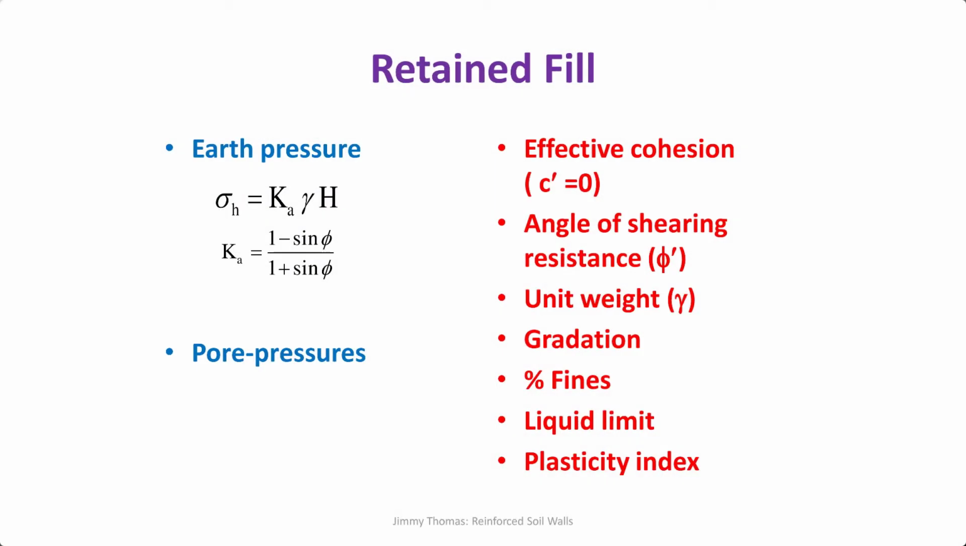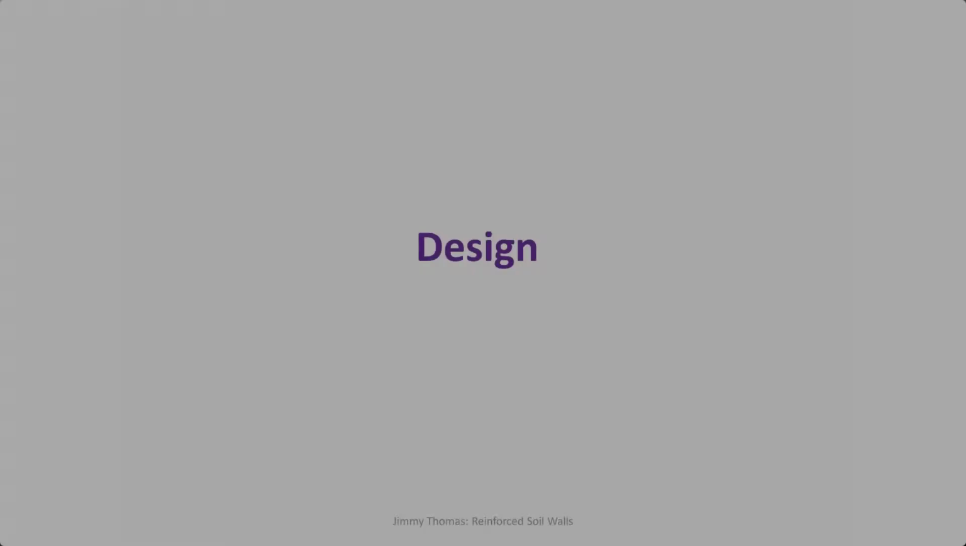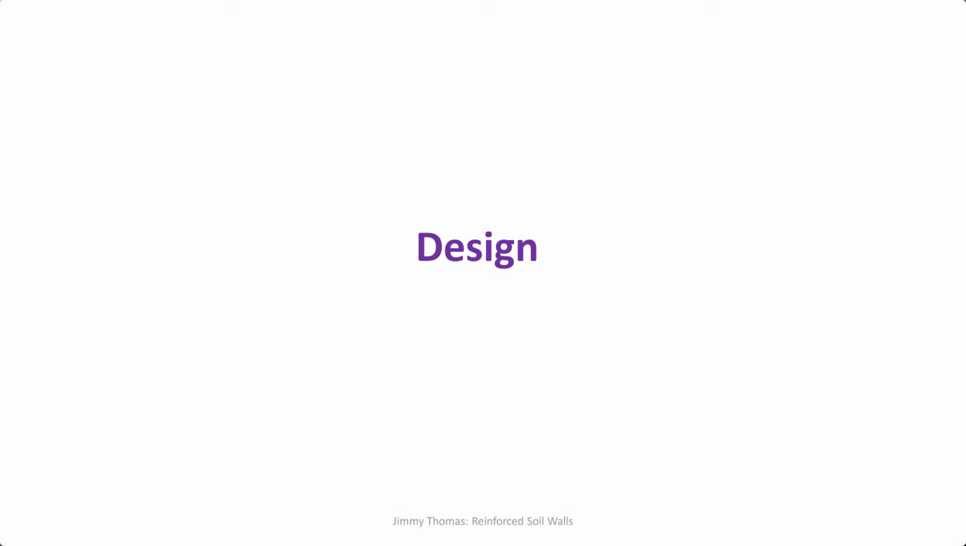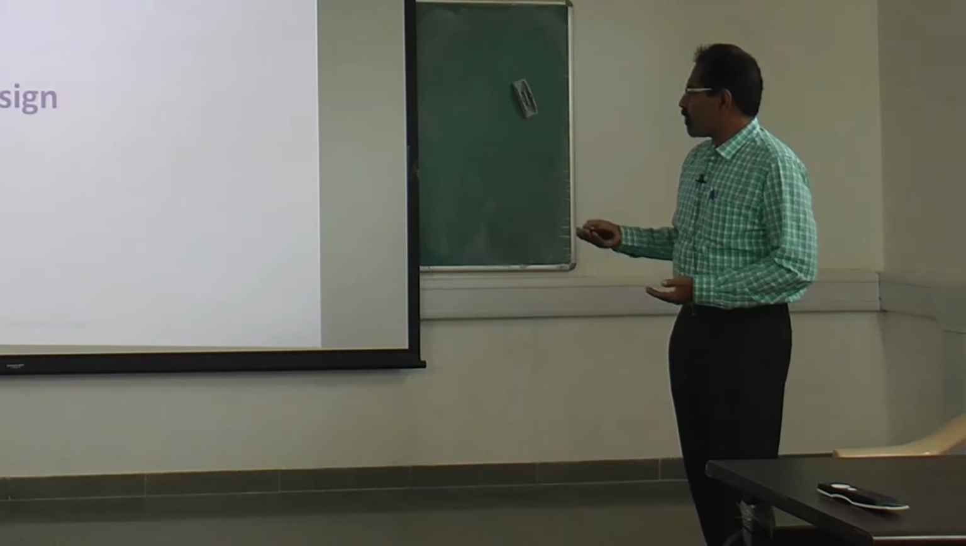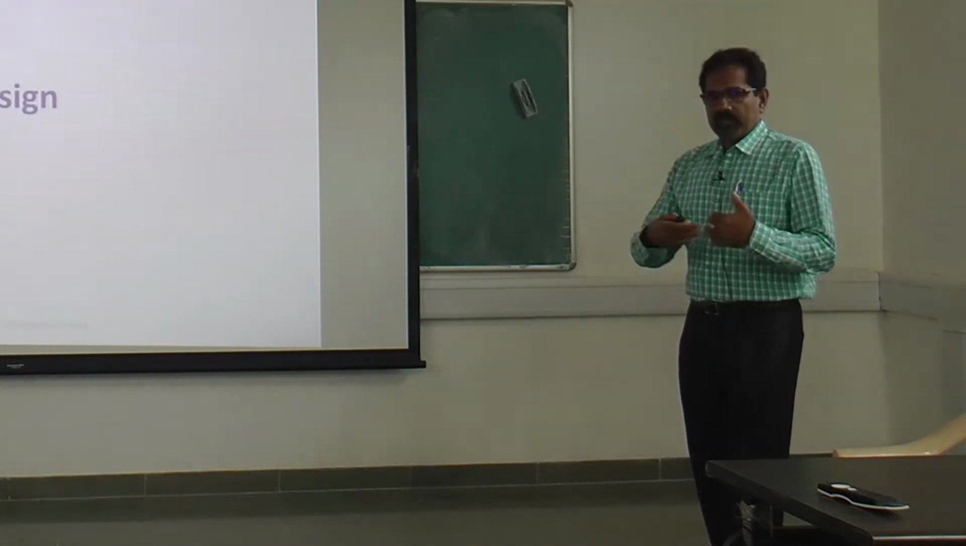Coming to the retained fill, again in the design, the retained fill applies earth pressure on the reinforced soil block. So the higher the friction angle, the lower will be the earth pressure. Like that, it will be more economical. Again, we don't want pore pressures here. So again, these are the important properties. Again, the code specifies; different codes give the specifications for different soils. So that's the different components.